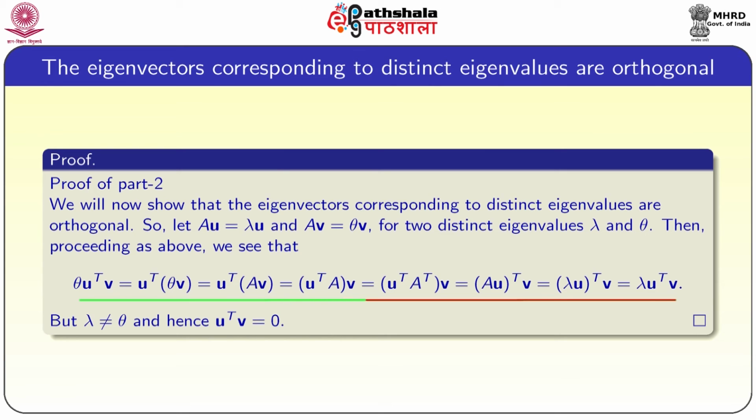which is also equal to u transpose A into v, or since A is symmetric, A can be written as A transpose. So, u transpose A transpose into v, or (Au) transpose into v, but Au is equal to lambda u. So, we have lambda u transpose into v. So, what we proved is theta into u transpose v is equal to lambda into u transpose v. So, if you bring to one side, theta minus lambda into u transpose v equal to 0, but we are assuming that lambda and theta are distinct. So, we have u transpose v has to be 0. That means u is orthogonal to v.